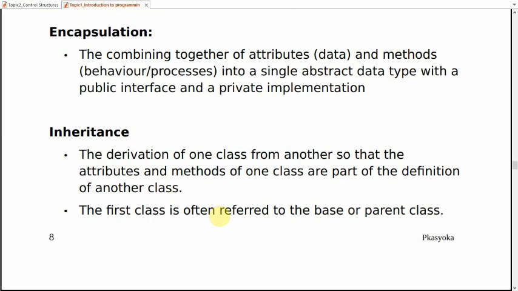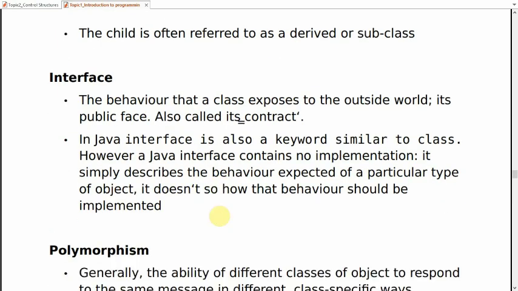If we can borrow some properties or some attributes from another class, then we can say we have inherited them. So the derivation of one class from another, so that the attributes and methods of one class are part of the definition of another class, that is the inheritance that we are talking about.